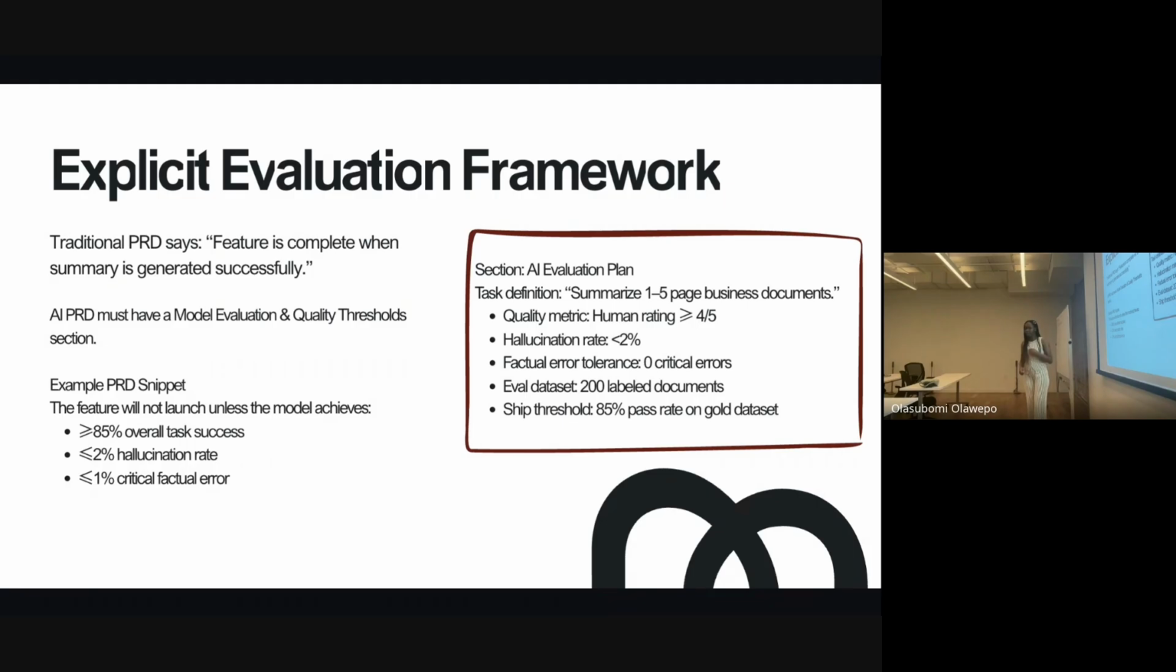Our objective for our PRD is to summarize a 1 to 5 page business document. I want to ensure that it is going to pass the human rating. We've had a few humans review the data that we're training this on, and I want to ensure that the human rating is greater than 4 out of 5. So 4 out of 5 times, I want it to be good. Hallucination rate is less than 2%.